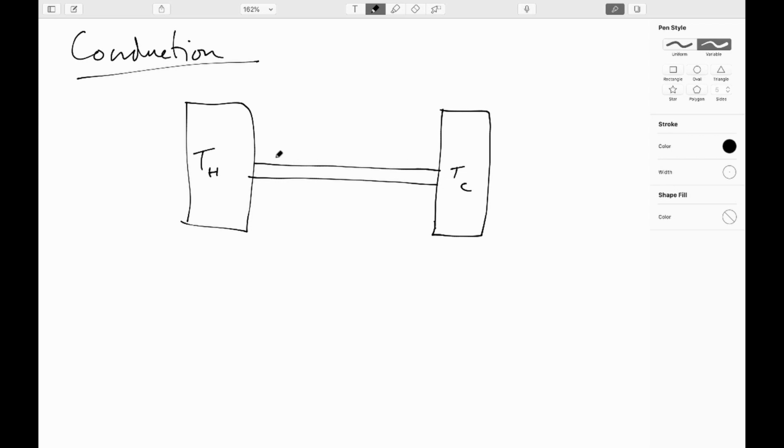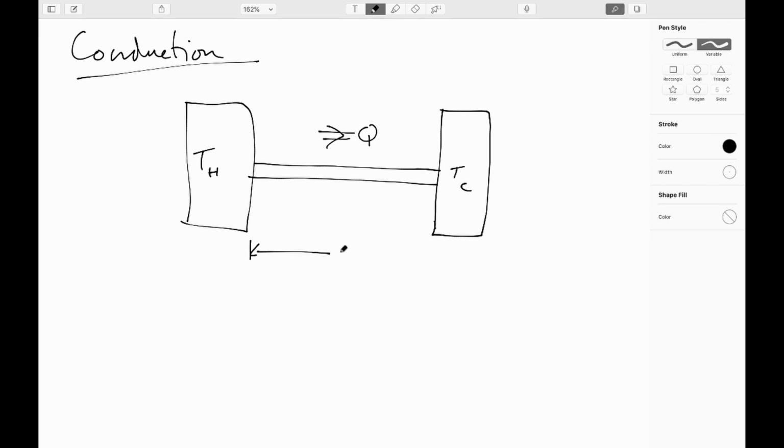Say this is a rod or something like this. You're going to get a gradient of temperature across the rod as we have our heat flow from hot to cold. And we'll show later that if it's a spontaneous heat flow, it's always from hot to cold. But for now, we'll take that as a statement of faith.